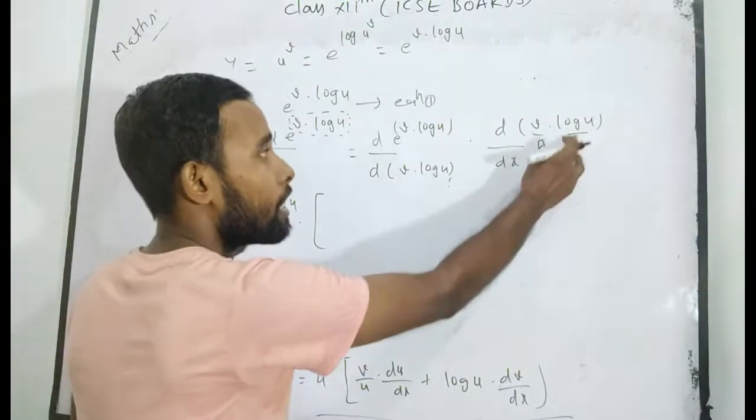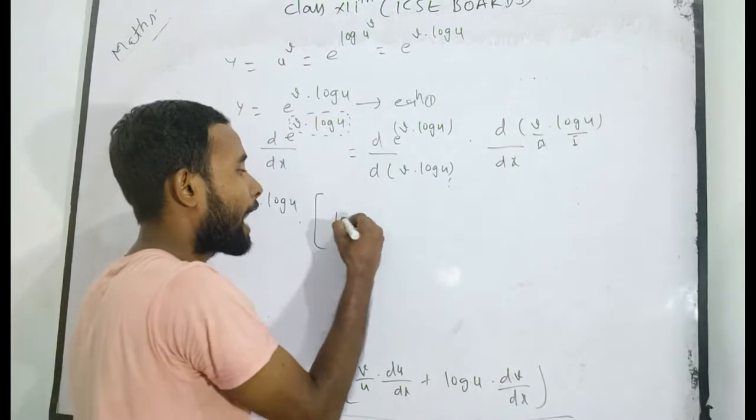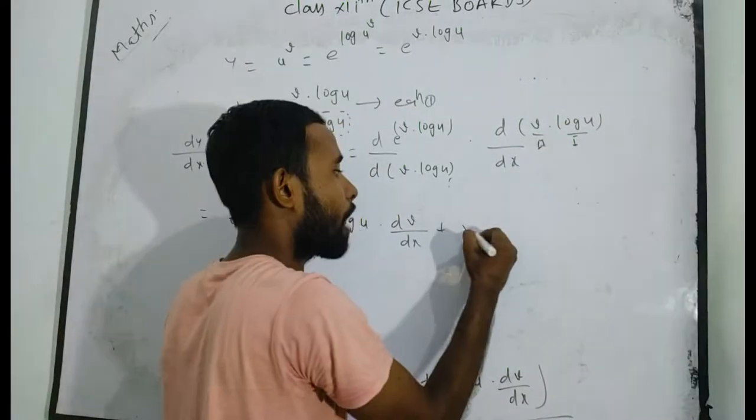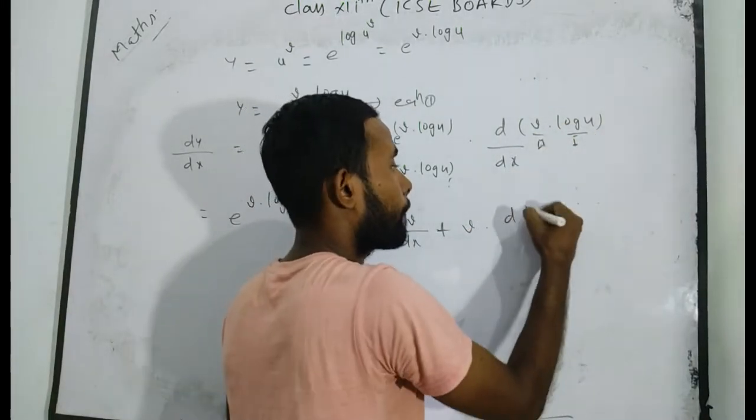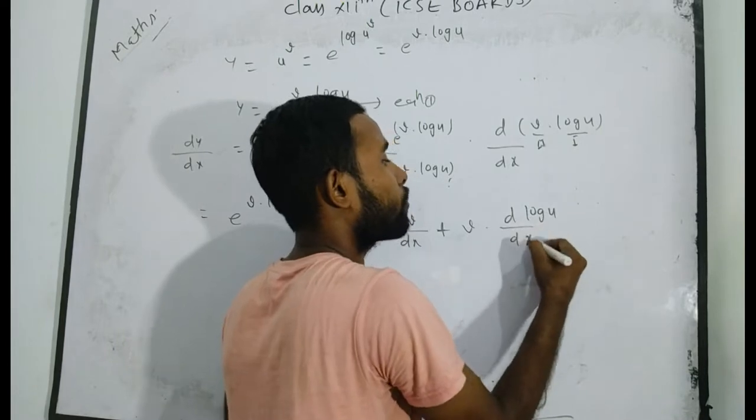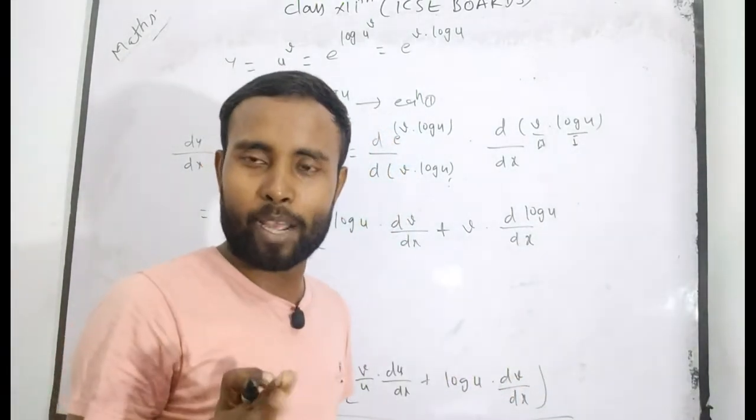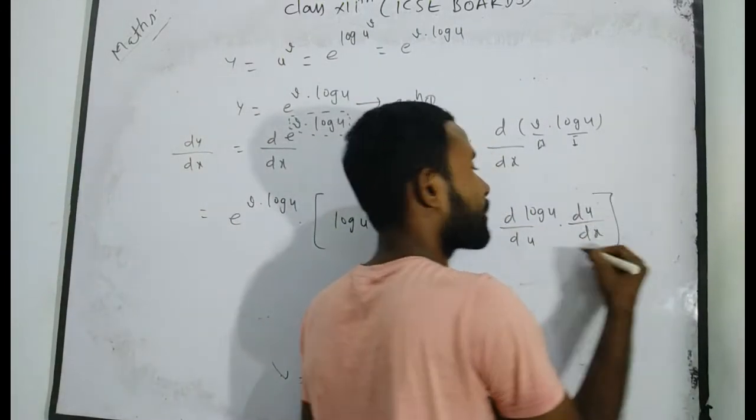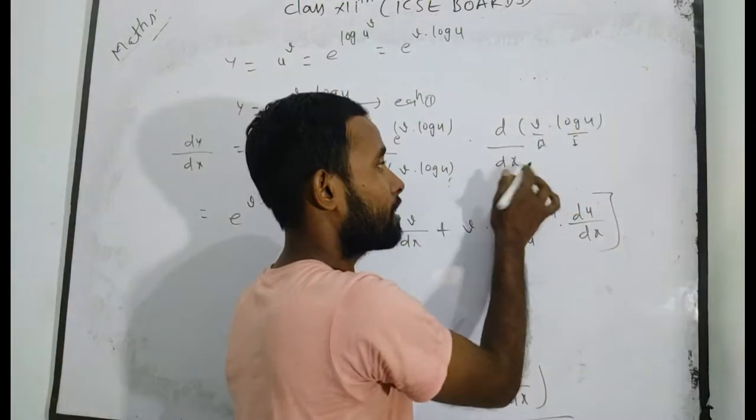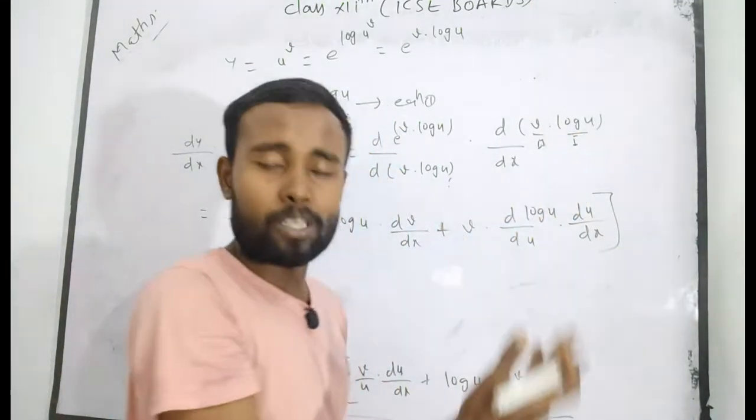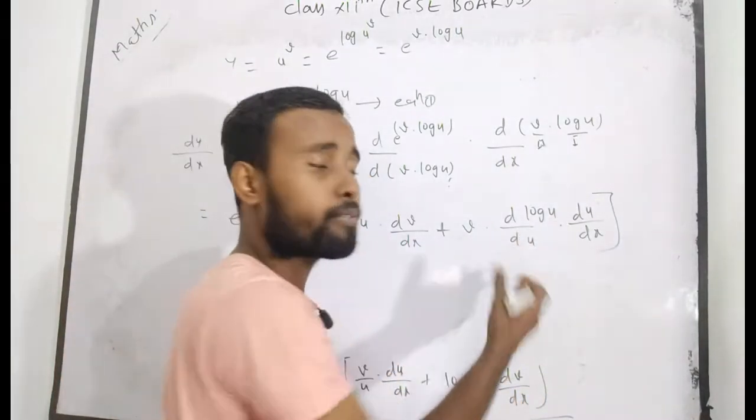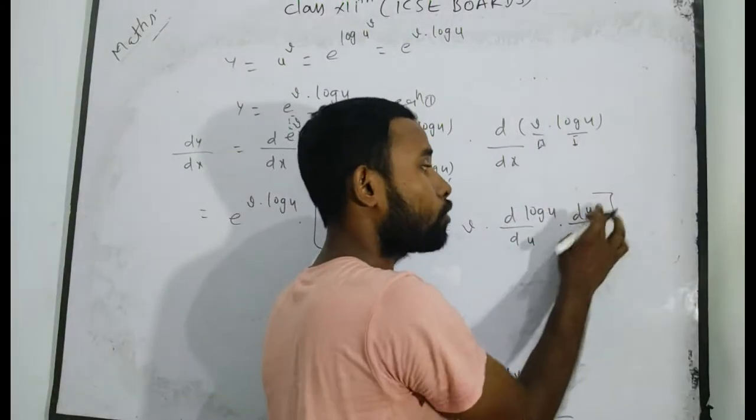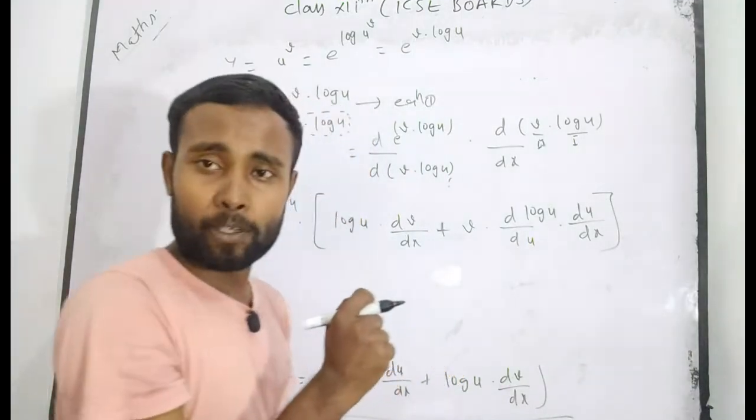Now in that case it will be log u. Firstly, take log u out of the derivative and differentiate v with respect to x, plus, in the second case, take v out of the derivative terms and differentiate log u with respect to x. But you know that you cannot differentiate log u directly with respect to x. That's why I first differentiate with respect to u, and then thereafter I differentiate with respect to x.